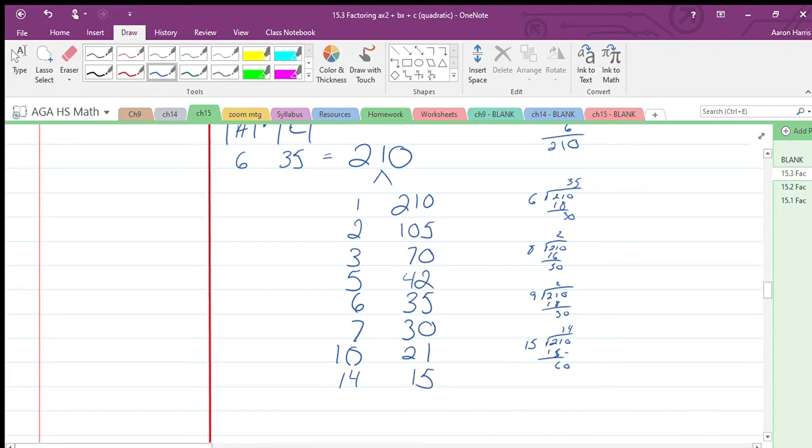Does that make sense? Okay. And I'm done because here's 14, here's 15. That's all of the factors. Sometimes you will get numbers like that and you have to make sure that you're able to factor it. Okay.